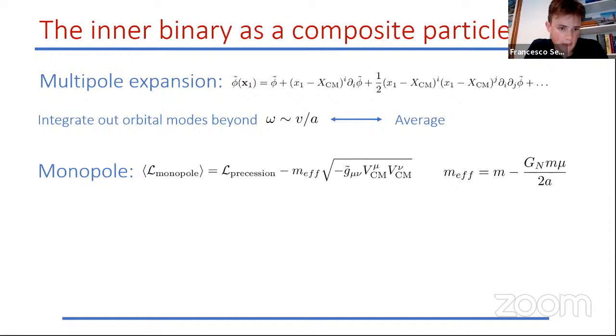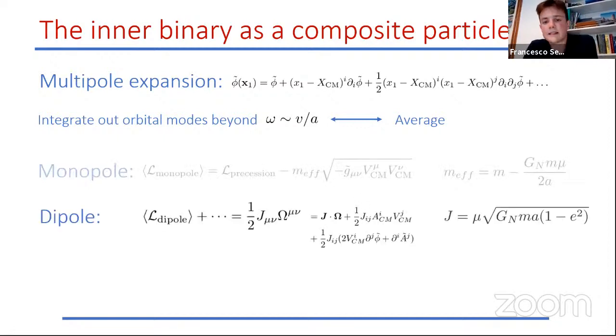And what we find is that this particle that represents the binary also has a coupling that corresponds to the minimal coupling of a spinning particle to gravity. And this is the coupling of a particle with spin corresponding to the Newtonian angular momentum of the inner binary, which is very intuitive and very nice.